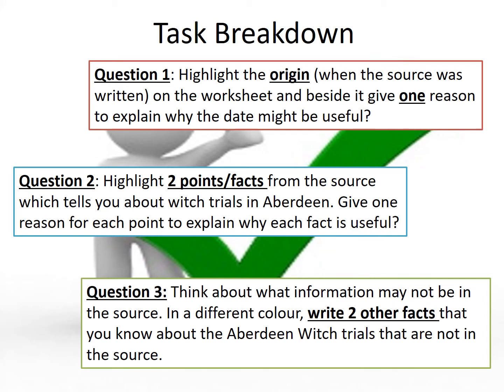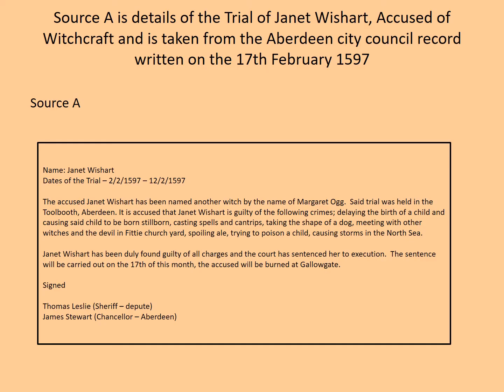Now, what we're going to look to do here is to highlight the origin of the source, so when the source was actually written. Highlight 2 points from the source which tell us about the witch trials in Aberdeen, and then 2 points from our own knowledge that aren't mentioned in the source.